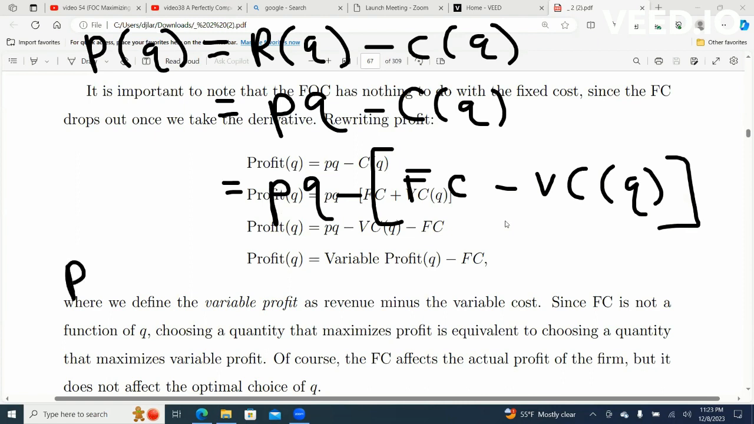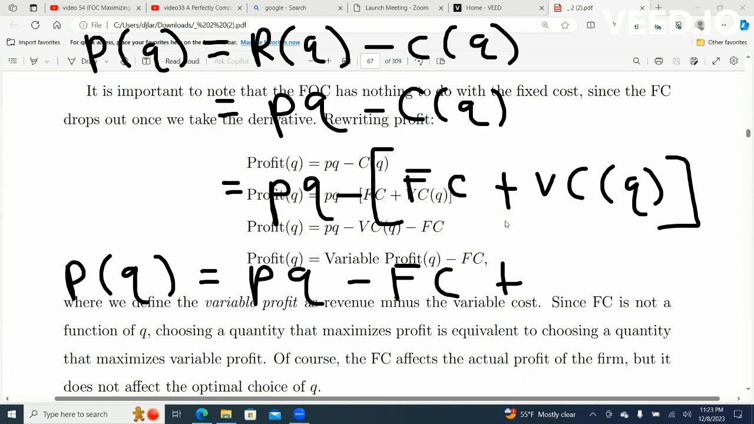The revenue as a function of quantity is price times quantity. Distribute the negative, minus the fixed cost, and then plus, what happened here? This should have been a plus. Obviously the cost is the fixed cost plus the variable cost. Therefore, this is a negative, minus variable cost.